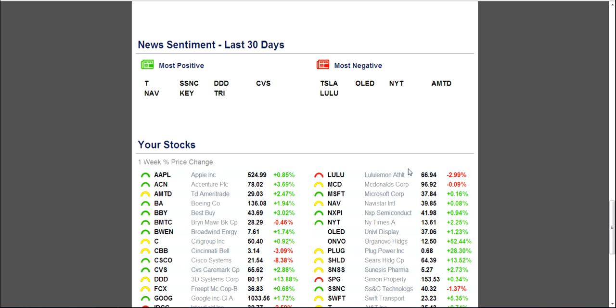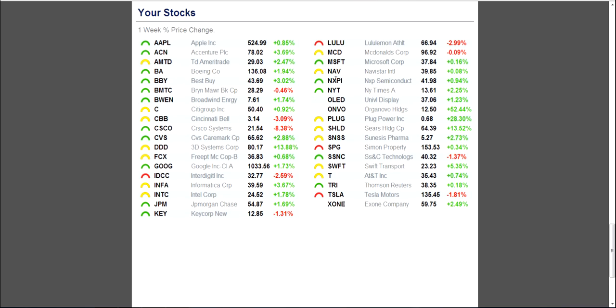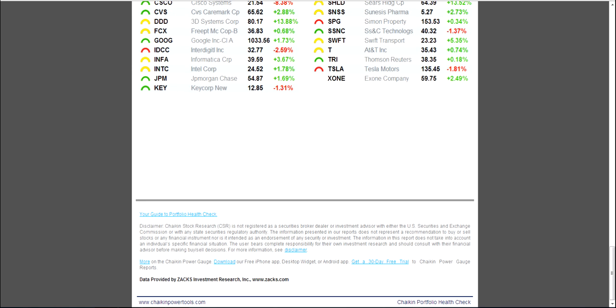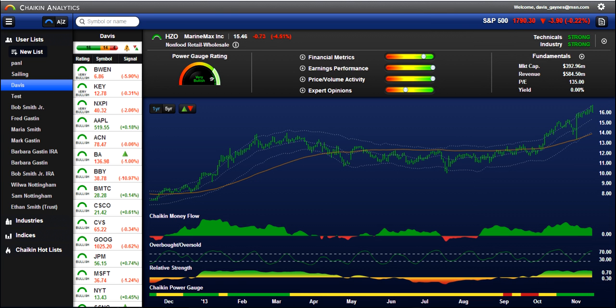And finally, a little bit of a review. First, news sentiment, which indicates of the stories that have been coming out on particular companies, whether they tend to be more positive or in this case more negative. Tesla, for example, was disappointing, as was Lululemon recently, so there have been quite a few negative stories on those companies. And then a pure review of how your portfolio did the previous week in terms of percentage up or down. And that, in essence, is your quick tour of Chaikin Analytics.